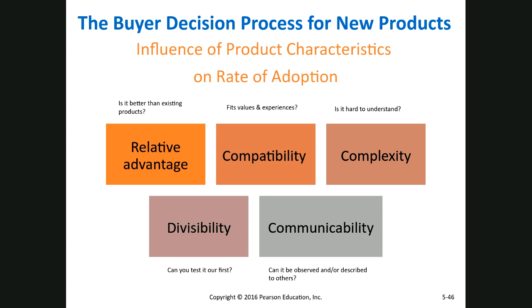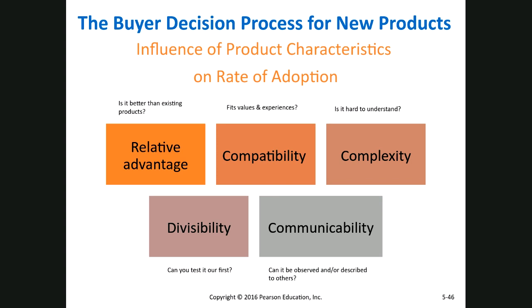Now, what influences the rate of adoption of a new product? Well, is it better than existing products in that category? It's called relative advantage. To what degree is it superior to existing products that are already on the marketplace that we have some familiarity with?